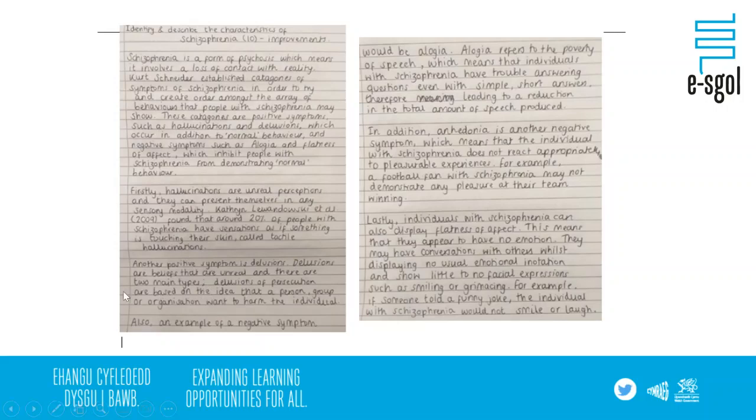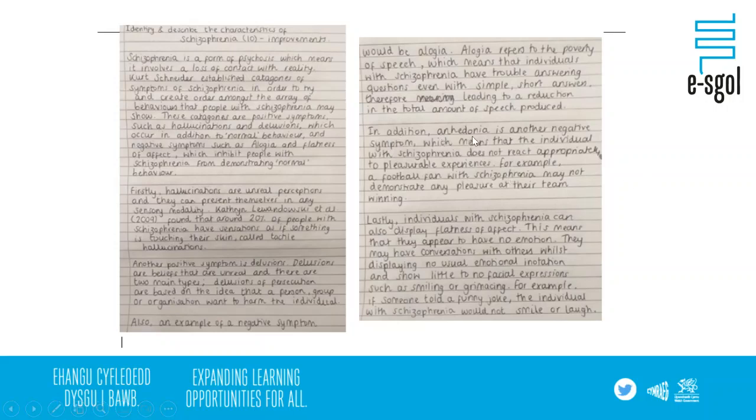Another positive symptom is delusions. Delusions are beliefs that are unreal, and there are two main types. Delusions of persecution are based on the idea that a person, group, or organisation want to harm the individual. Also, an example of a negative symptom would be alogia. Alogia refers to the poverty of speech, which means that individuals with schizophrenia have trouble answering questions, even with simple short answers, therefore leading to a reduction in the total amount of speech produced. Lovely, okay? Again, it's adding that depth, isn't it?